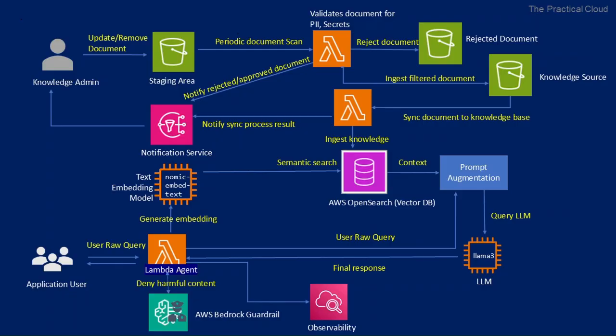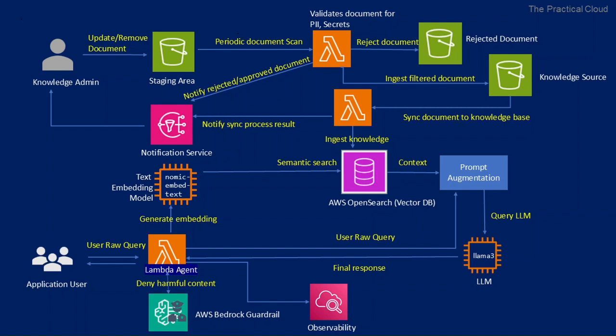The top half is basically a data pipeline where we will be ingesting the data into OpenSearch, which is a vector database. And the bottom half is where we will be querying the database and fetching the response from the LLM. So from the top, I have created a bucket, a staging area bucket. There we will initially put our documents.